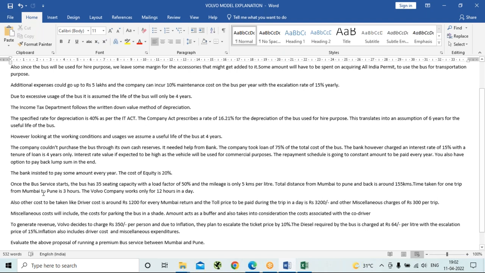The time taken from Mumbai to Pune is going to be 3 hours per trip. And the Volvo company works only 12 hours in a day. So 12 divided by 3 is going to be 4 trips per day. So let me add that information: 4 trips per day.